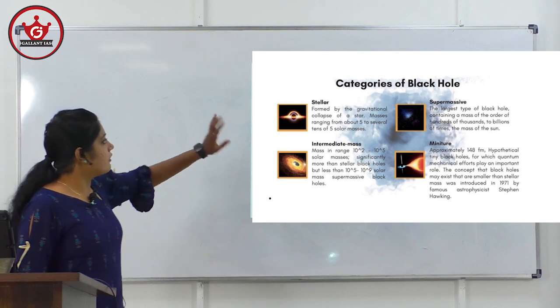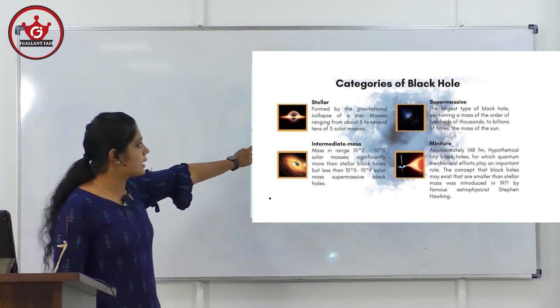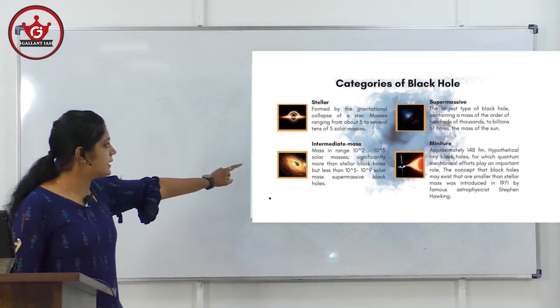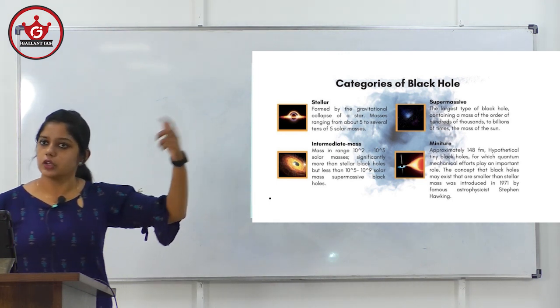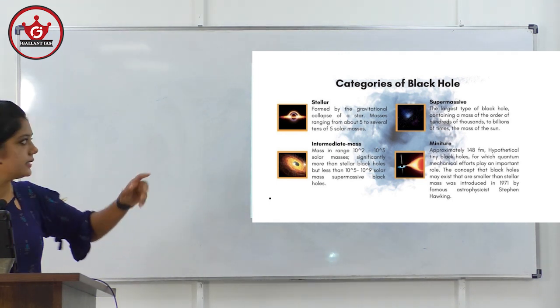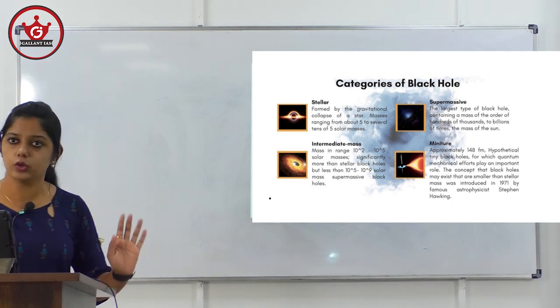Moving on, we have categories of black hole. We have stellar black hole, supermassive, intermediate mass, miniature black holes. You can read it later. I'm not going to explain it. It is in the material. I'll definitely share the material, no worries.